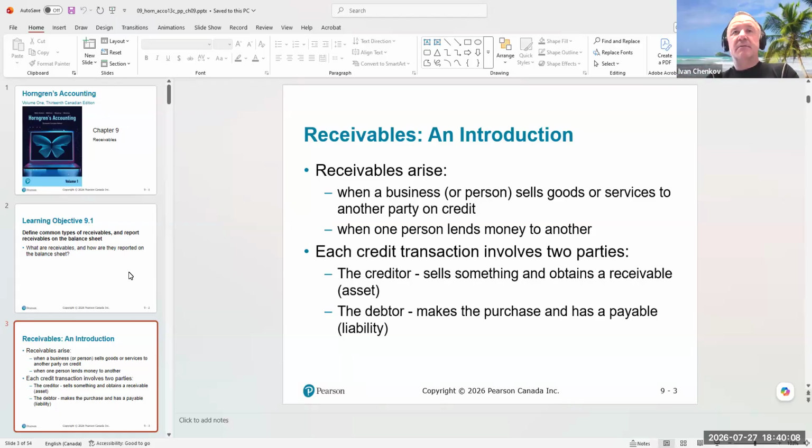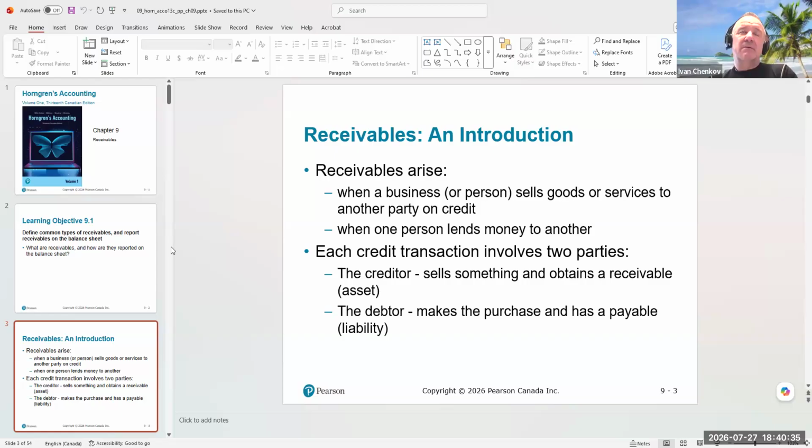The other purpose for the receivables is when we lend the money to another person. Each credit transaction will involve two parties: the creditor, the one selling something, or the one who obtained a receivable or the asset, and the debtor, the one who made the purchase, or the one who has to make a payable later.